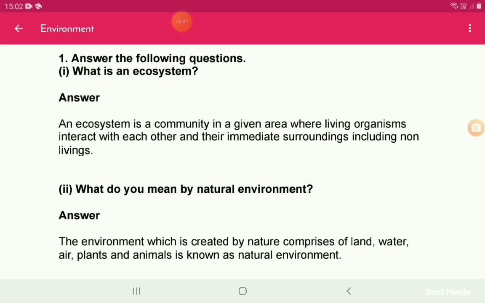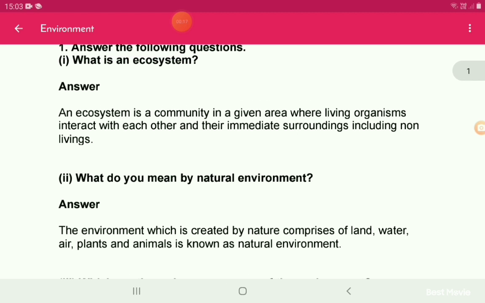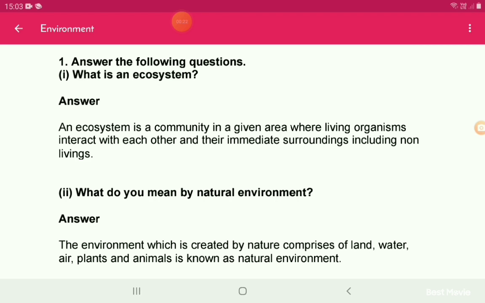Answer the following questions. What is an ecosystem? An ecosystem is a community in a given area where living organisms interact with each other and their immediate surroundings, including non-living things. You can write this. I will wait for you a second.